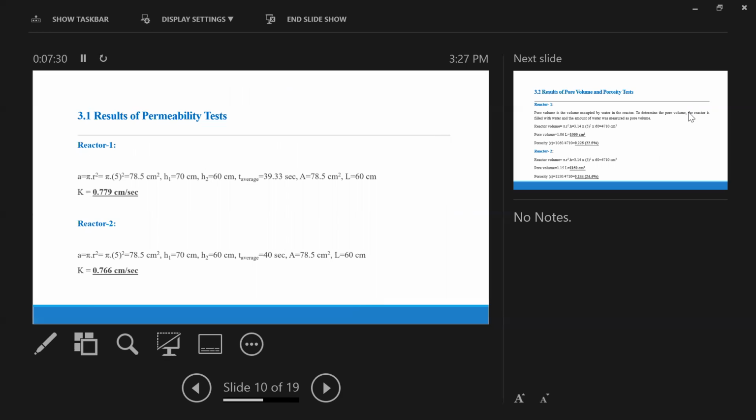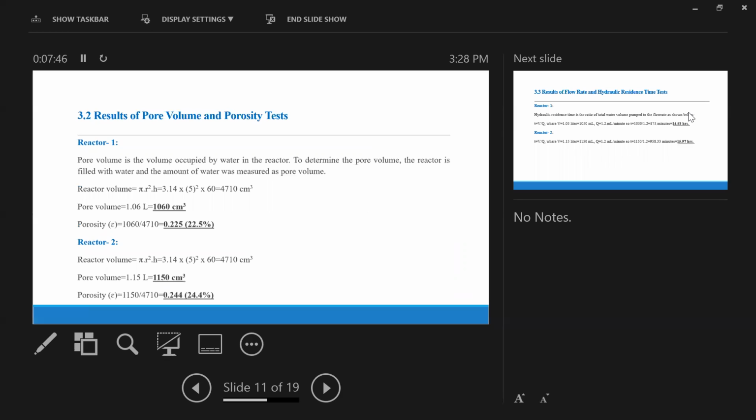And these are the results of the hydroconductivity tests. For reactor 1, the hydroconductivity was 0.779 centimeter per second, and for reactor 2, 0.766 centimeter per second. As you can see, the hydroconductivity values were similar in both reactors. We also determined pore volume and porosity in both reactors.